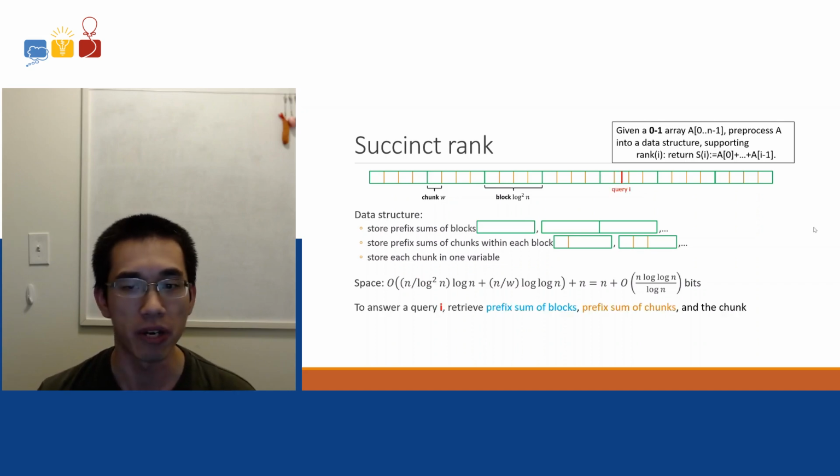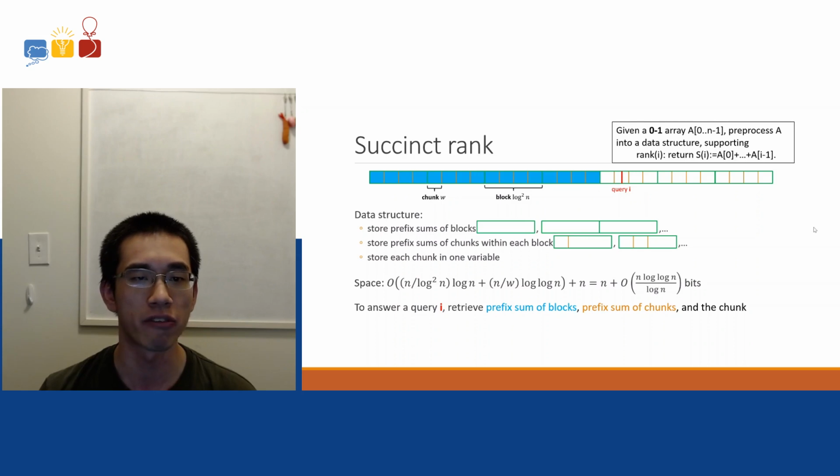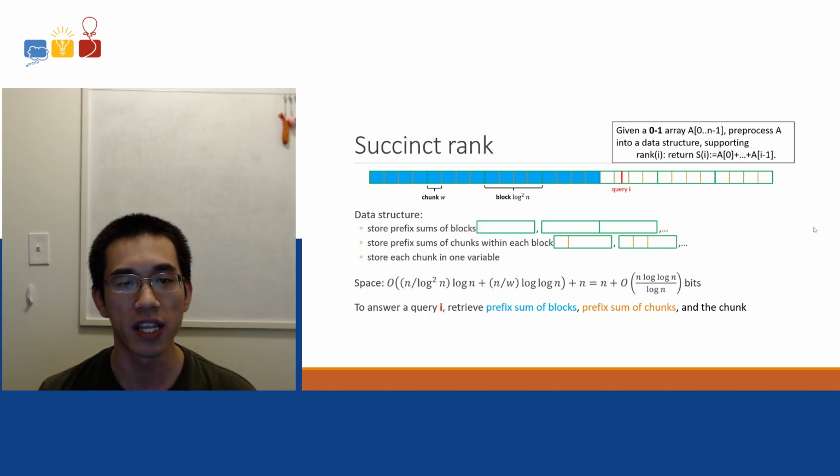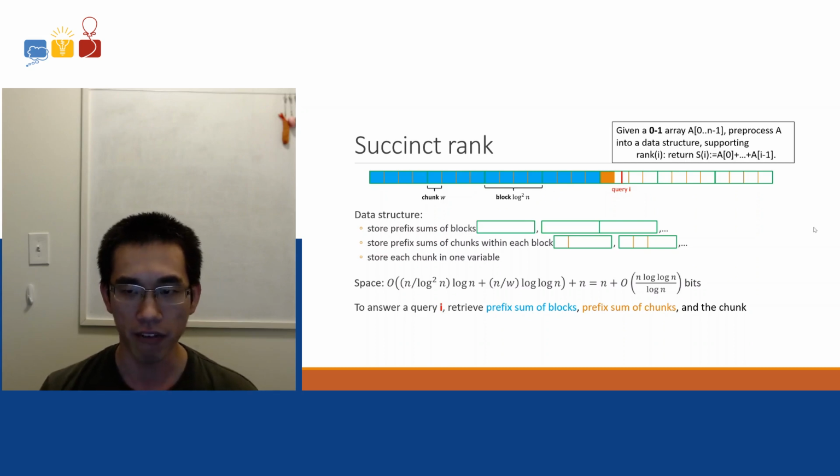So how do we answer a query? Given a query i, we first determine which block contains this i. Then we retrieve the prefix sum of the blocks preceding this block, which is stored in the data structure. And then similarly, we determine which chunk contains this query, and then we retrieve the prefix sum of the chunks preceding this chunk within the corresponding block. And finally, we retrieve this chunk itself, and then same as before, zero out the irrelevant bits, and then use popcount to count the number of ones preceding this query within this chunk. So the total query time is still constant.